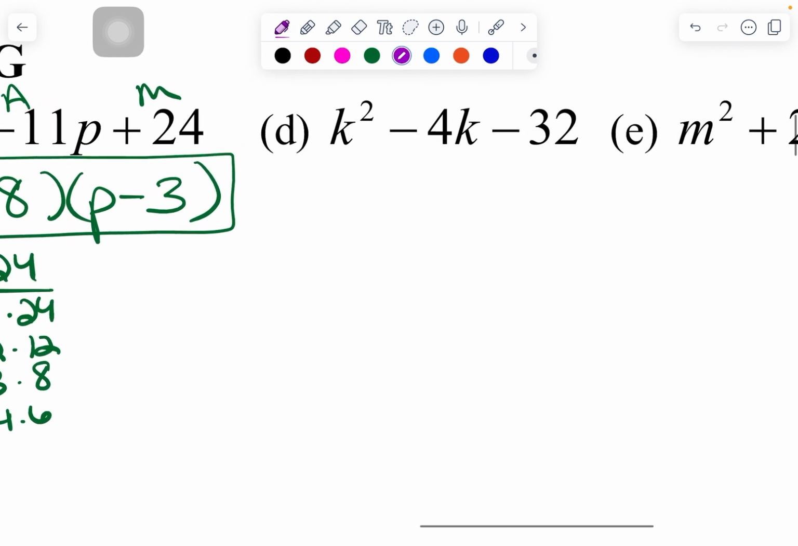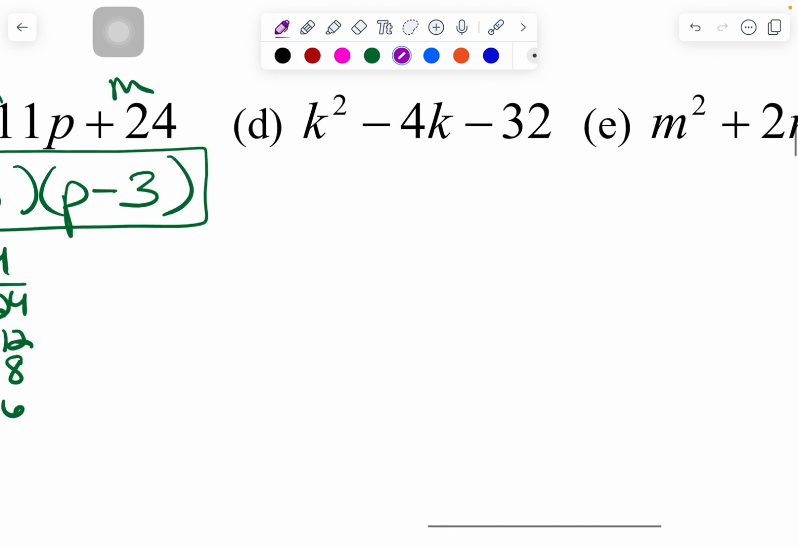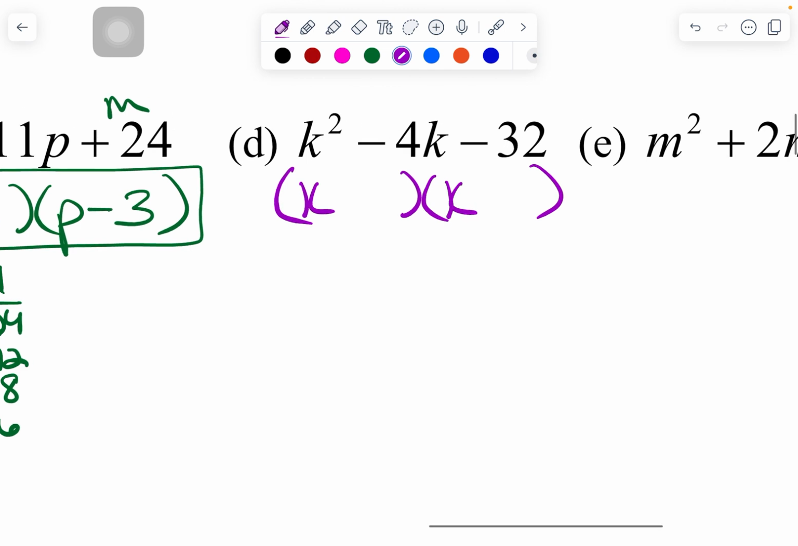Moving on to part D, GCF, nope. So let's see, we're going to take our k squared, we're going to split it. I'm looking for things that add up to -4 and multiply to -32. We have mismatched signs here. Because we're trying to multiply to a negative, I'm going to need one negative, one positive. They've got to be mismatched to multiply to a negative.